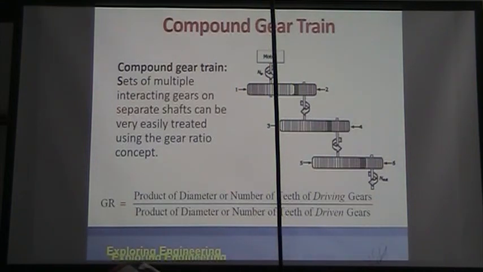All right, so in your car, for example, the transmission uses something that looks very much like this to take the RPMs from the engine and turn them into a number of useful RPMs for the wheels or for the rear end of your car, depending on whether you have a front-wheel drive or a rear-wheel drive car.